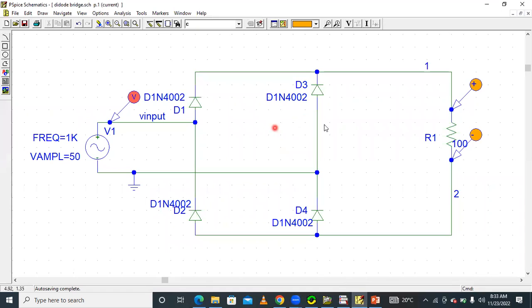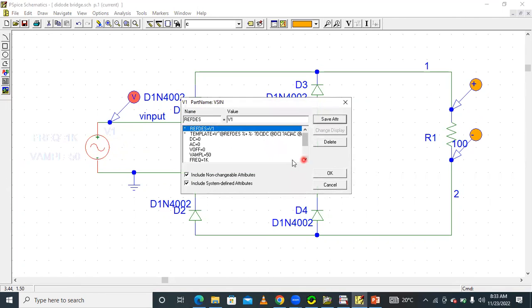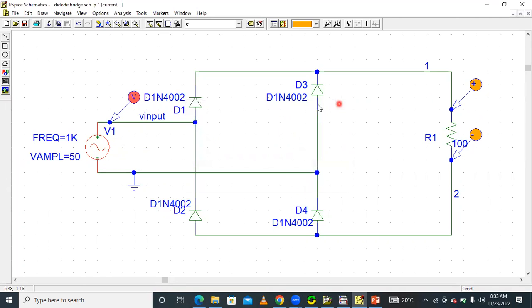This is the schematic. By using PSpice we have to design it like this. This is the sine input, with amplitude 50 and frequency 1 kHz. We enter AC equal to 0, DC equal to 0, amplitude equal to 50, and frequency 1 kHz. Like this we connect the bridge rectifier.